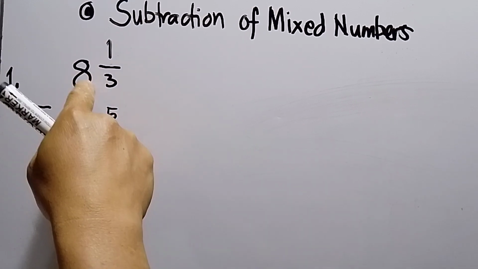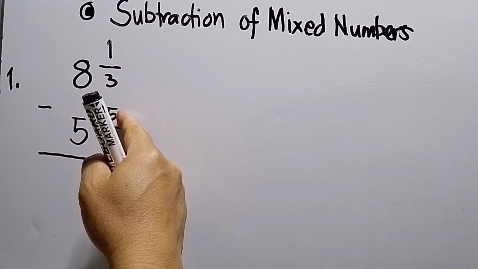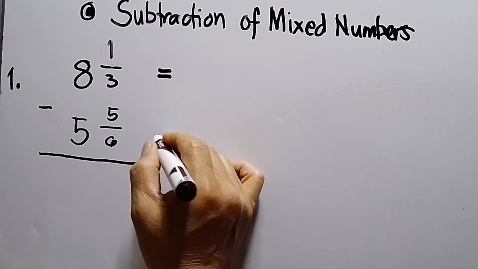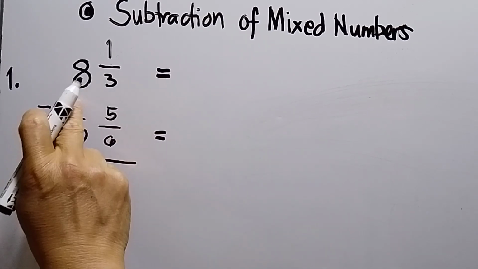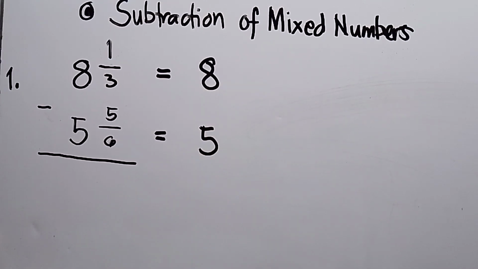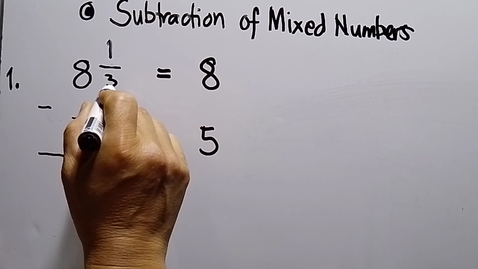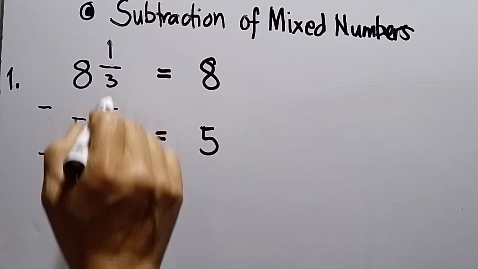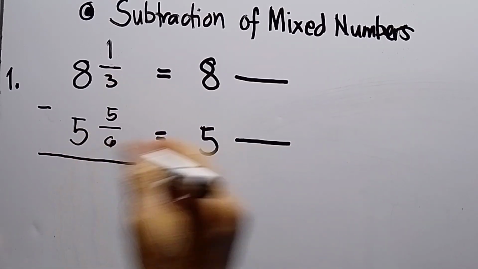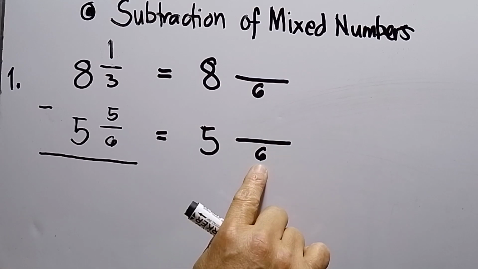So 8, we can subtract this one, but this one is 1 subtracted by 5. It cannot be. So first thing to do is rename. So this will be 8, and then this will be 5. Then I have to find the LCD between, I have two denominators, right? 3 and 6. So my LCD between 3 and 6 is 6.